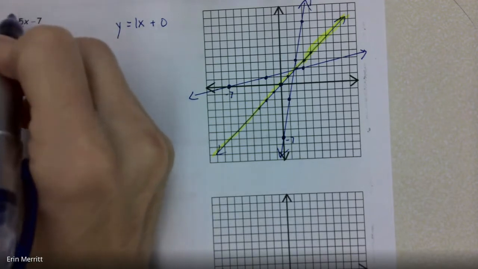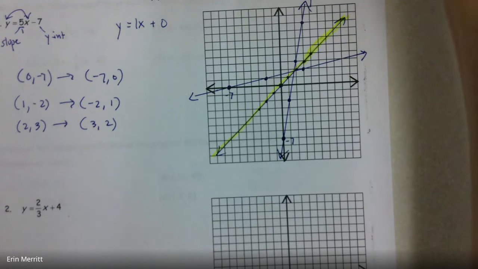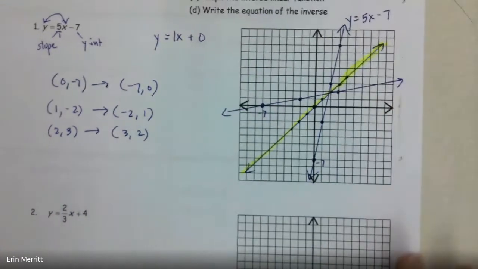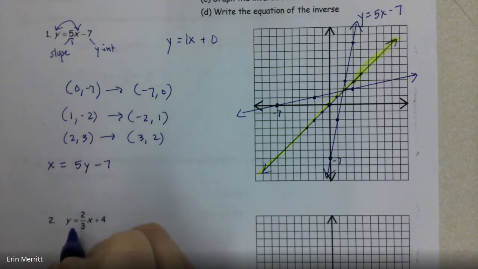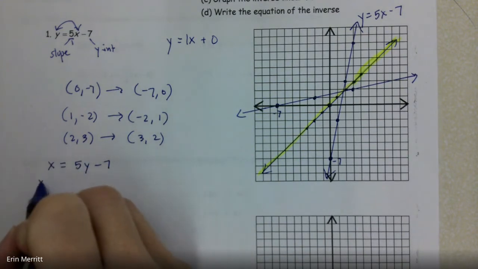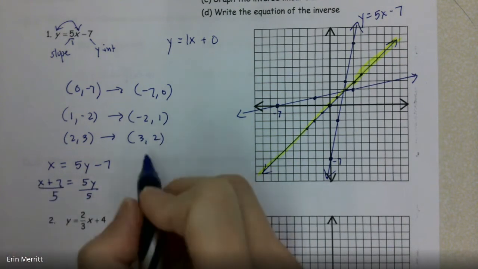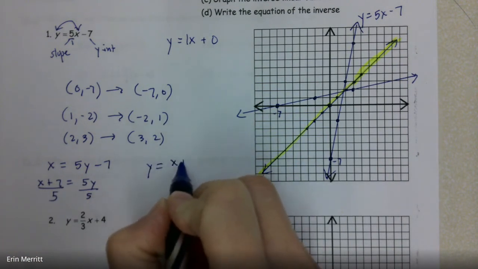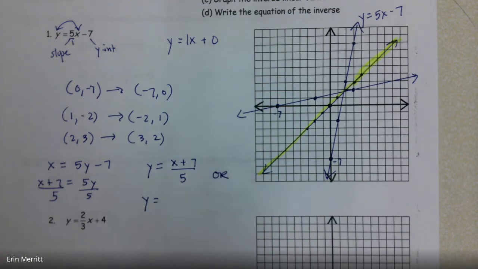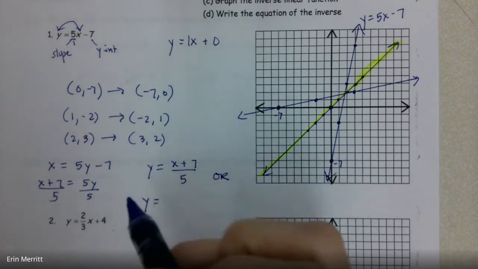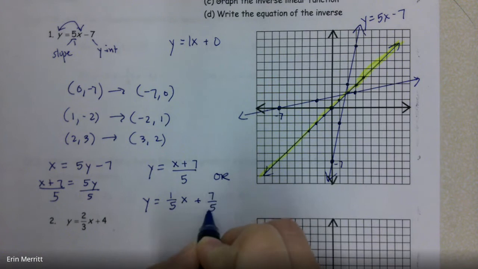So taking the original, we are switching that x and that y. Oops, hold on there. All right. So flip-flop it. We get x on the left, 5y minus 7 on the right. Start moving things around. So let's add that 7 to the other side. Divide everything by 5. So we can leave the equation as x plus 7 over 5. Or if we want to go into slope-intercept form, then it would be 1/5 x plus 7/5.